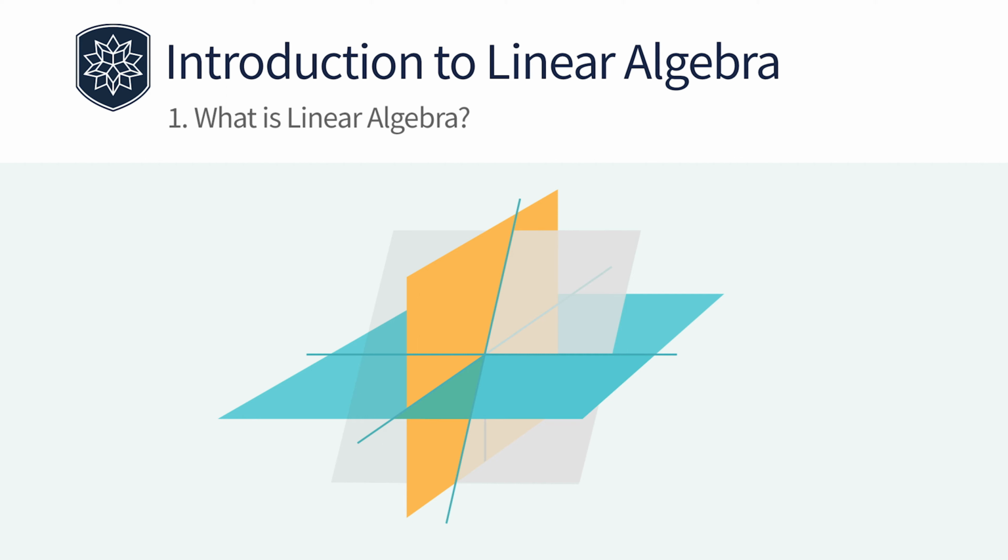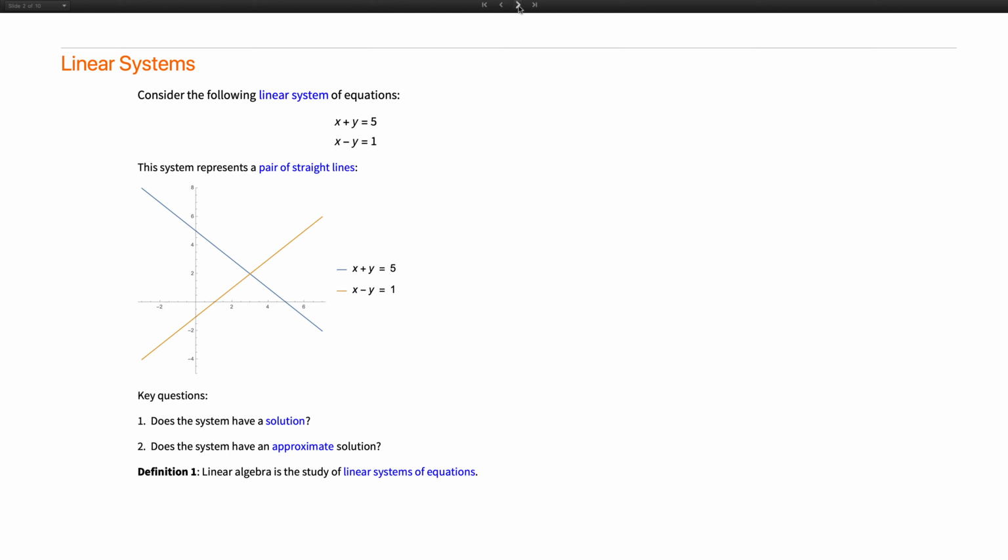This is the first lesson of the course, so let's begin by asking the question, what is linear algebra? Well, linear algebra means different things to different people. So for some people, linear algebra means linear systems. So here is a linear system of equations. You have the equations x plus y equal to 5 and x minus y equal to 1.